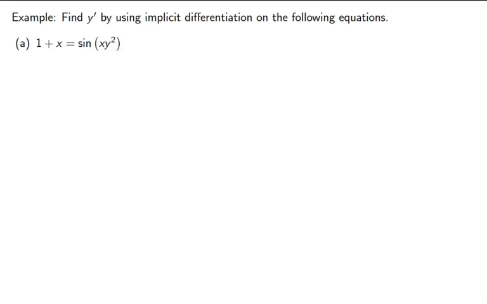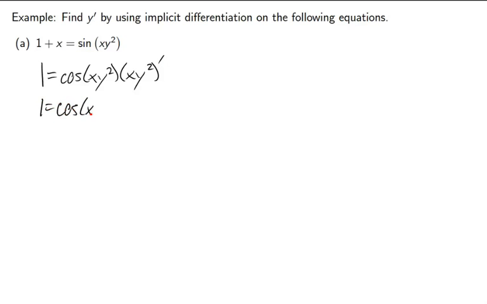Next example. We've got 1 plus x equals sine of xy squared. Let's take the derivative with respect to x. The derivative of 1 is 0, and the derivative of x is 1. Now we've got this function here, and I've got really like a sine of u. We've got a function within a function. So the derivative of sine of u is cosine of u times the derivative of the inside. There's your chain rule.